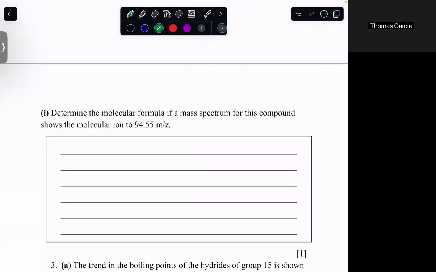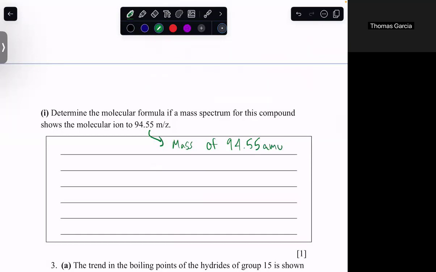So this one is a continuation from the previous one. Determine the molecular formula if a mass spectrum for this compound shows molecular ion to be 94.55. What they're saying is that this empirical thing has a mass of 94.55 AMU, atomic mass units, or molar mass, whatever. It's all the same thing.